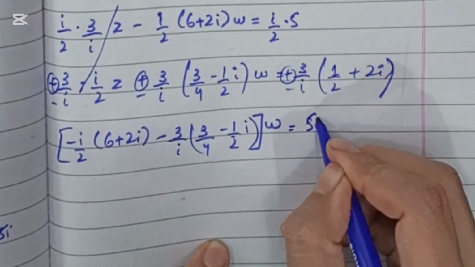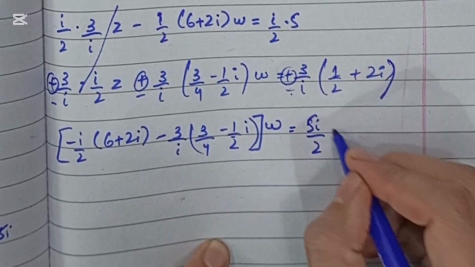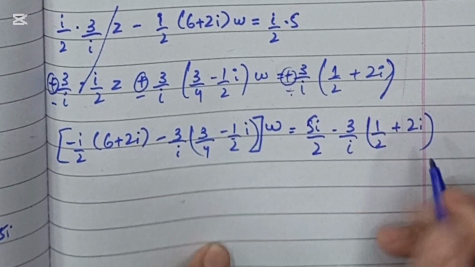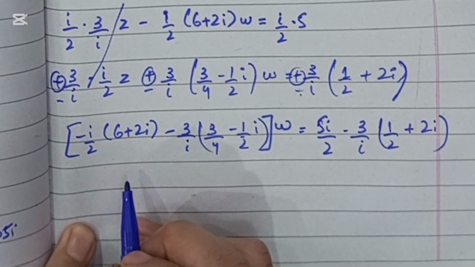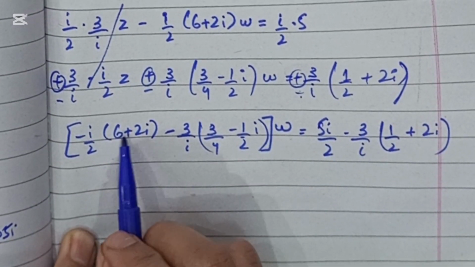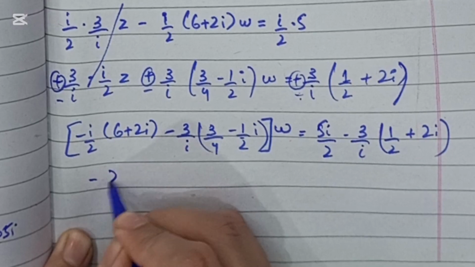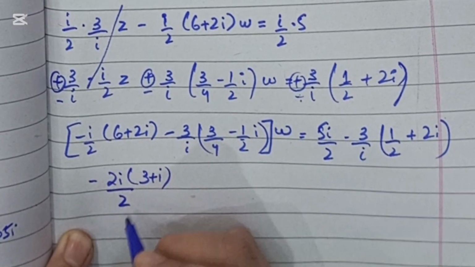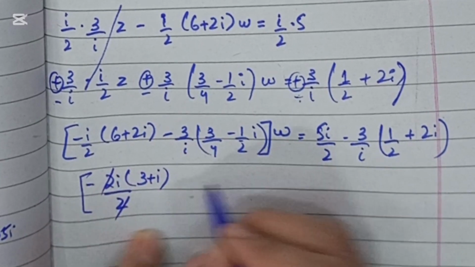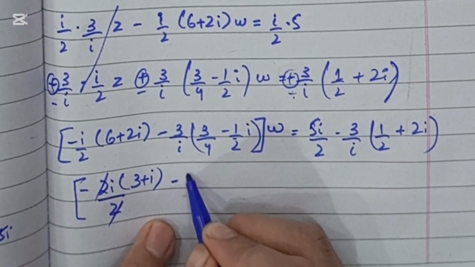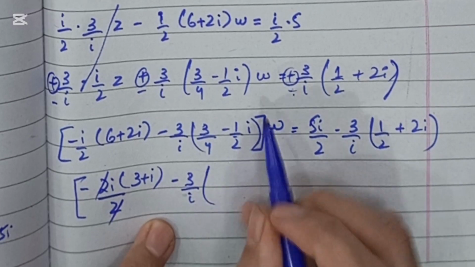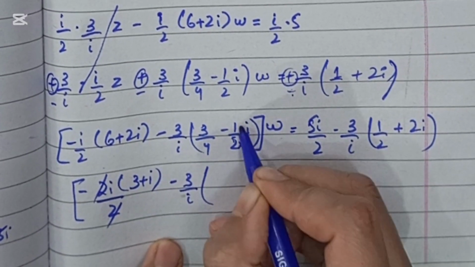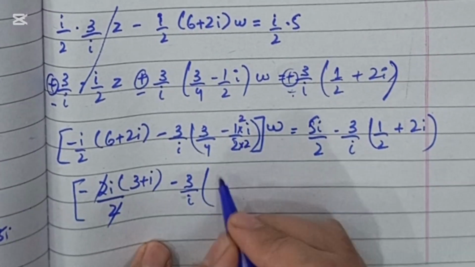Here it would be 5 iota divided by 2, and here it would be minus 3 by iota, 1 by 2 plus 2 iota. Okay, now what we will do, we will take 2 common from these two. It will be 3 plus iota, and here it is dividing, so it will be cancelled. And from here nothing is common, so we will make the denominator the same.